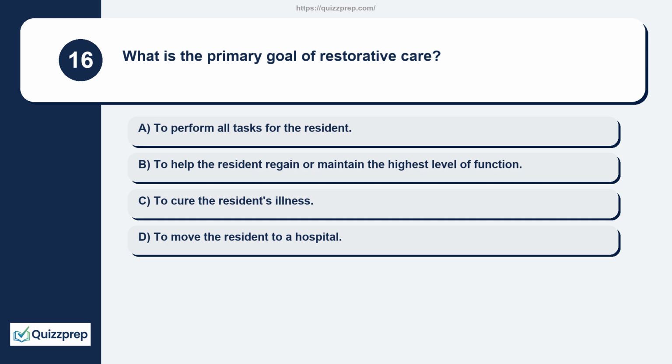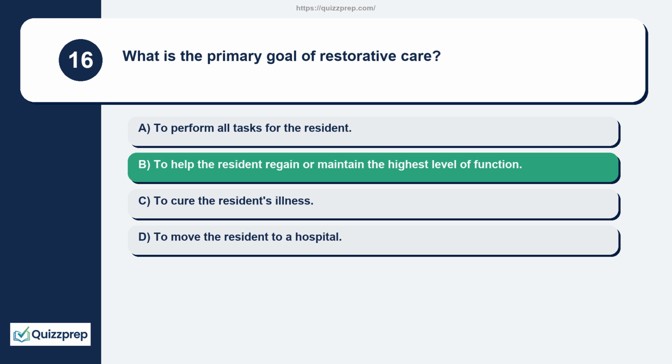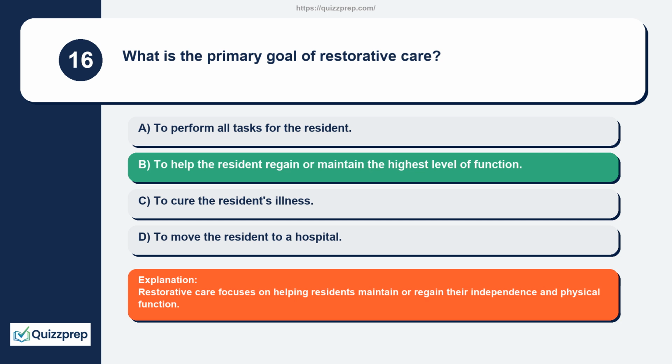Question 16. What is the primary goal of restorative care? To perform all tasks for the resident, to help the resident regain or maintain the highest level of function, to cure the resident's illness, to move the resident to a hospital. Restorative care focuses on helping residents maintain or regain their independence and physical function.